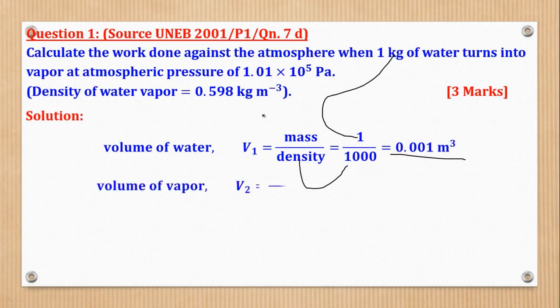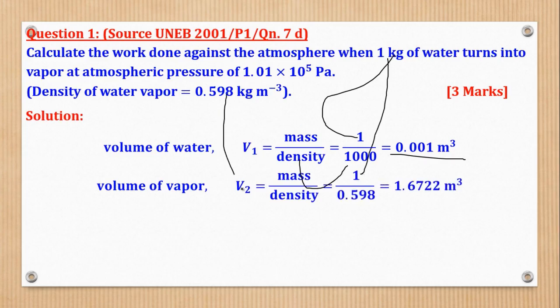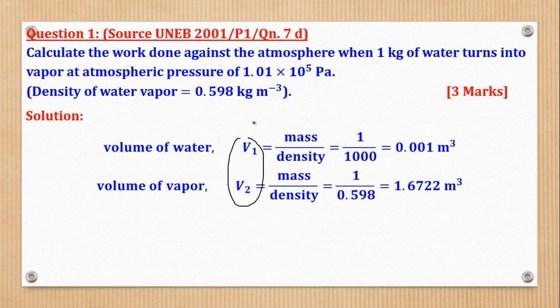What about water vapor? Water vapor mass is still 1, but density is 0.598. Therefore, the volume will be 1.67 to 2 meters cubed. Now that I've got the two volumes and I know the pressure, I can get the work done.